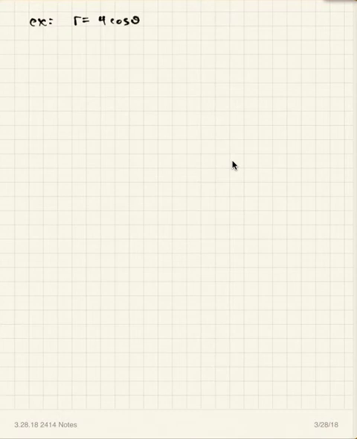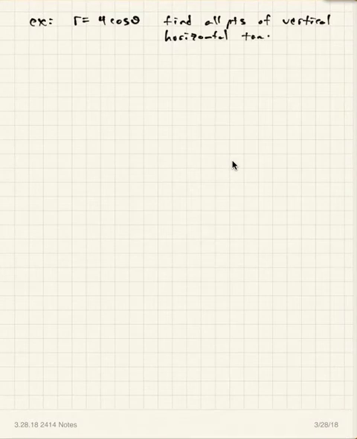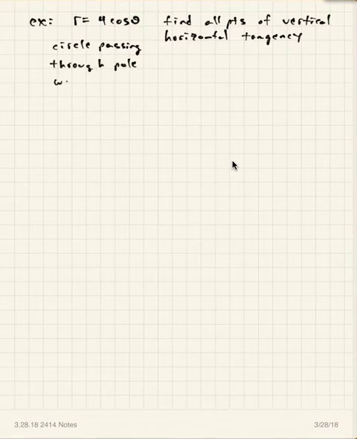And I want to find all points of vertical or horizontal tangency. Now, I don't know if you remember this from last time, but r equals 4 cosine theta is a circle that passes through the pole. This is a circle passing through the pole, with a diameter of 4.